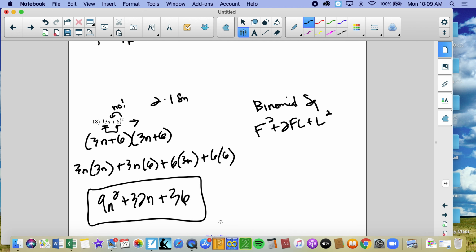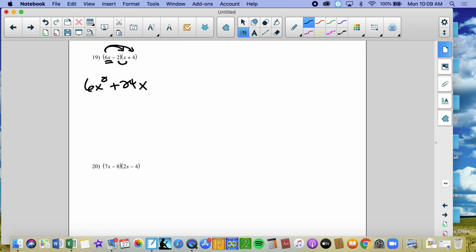So here we'll just distribute. Now we'll just use traditional FOIL. 6x times x gives us 6x squared. 6x times 4 gives us 24x. Negative 2 times x is negative 2x. Negative 2 times 4 is negative 8. We have inside and outer are going to be like terms, so we have 6x squared plus 22x minus 8.